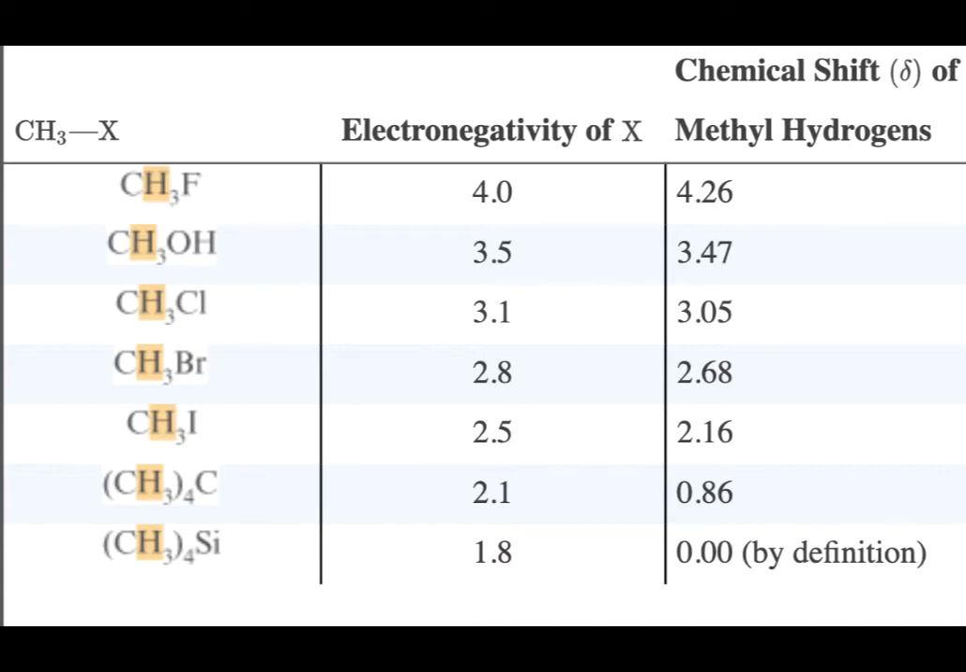And the table here, you have the compound on the left. There's electronegativity values of the X, and X is a substituent here. And then finally on the right are the chemical shifts of the corresponding protons on the molecule. So the electronegativity values are the Pauling electronegativities.